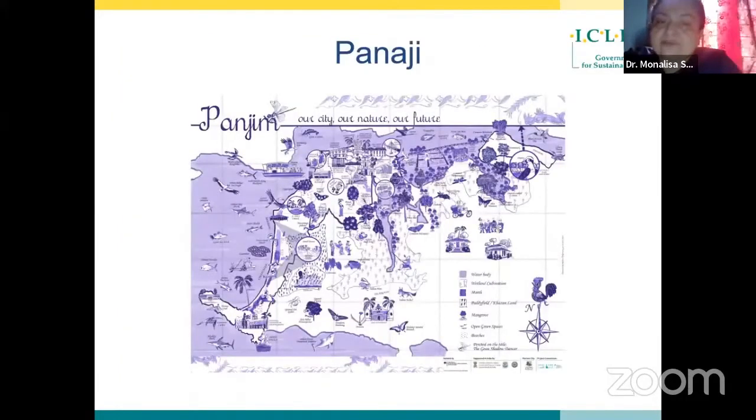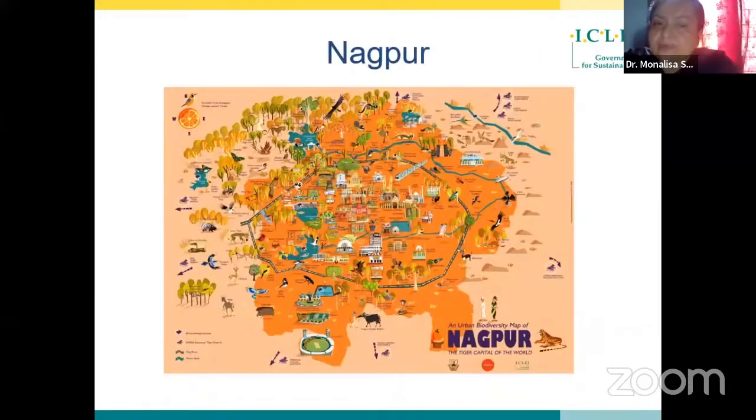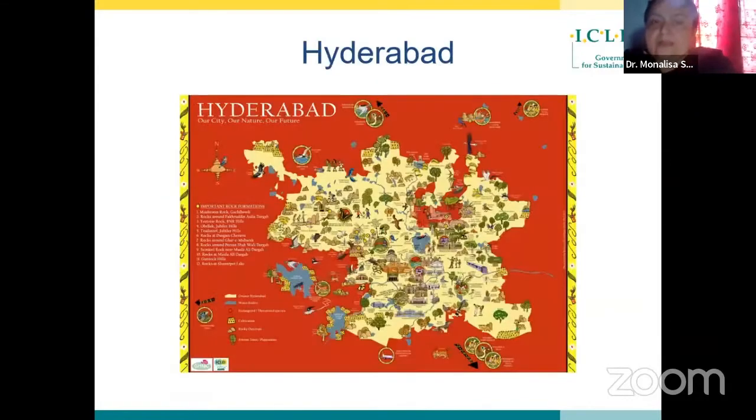This is the map for Panaji. Each one of them has been done keeping the cultural heritage of the city in mind. This is the Gangtok map. Nagpur map. This again focuses on Nagpur being the tiger capital and orange belt in the country. Coming to another map which we've done for Hyderabad. So these are the various kinds of maps.